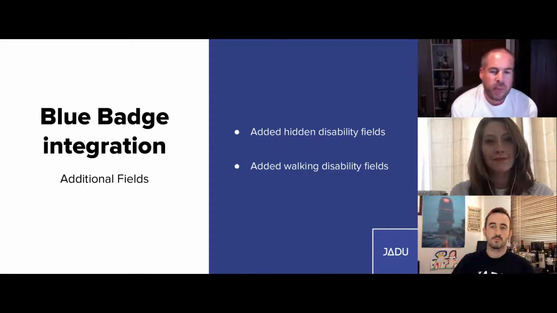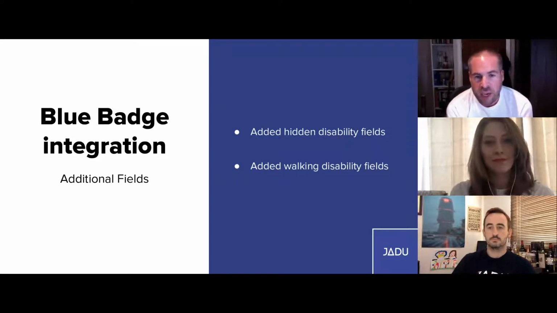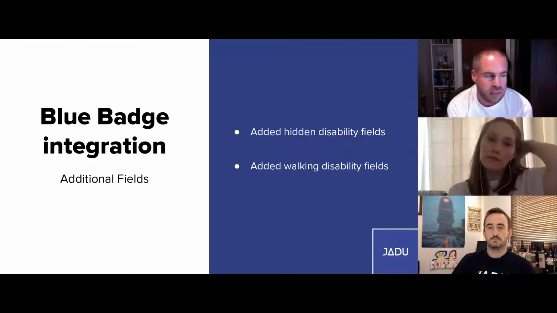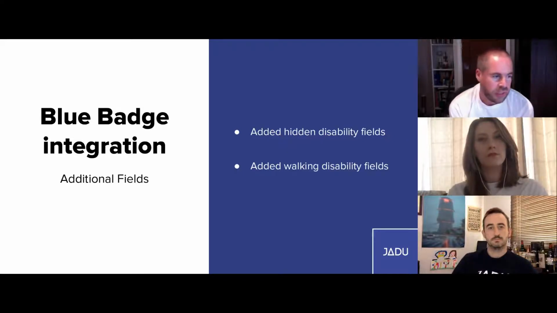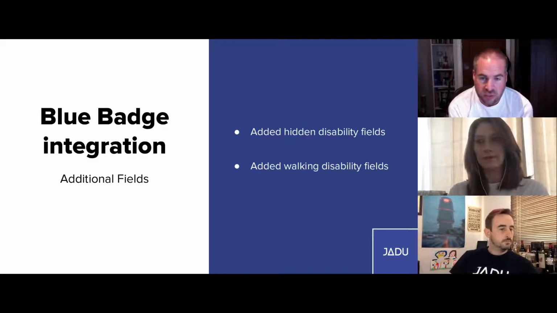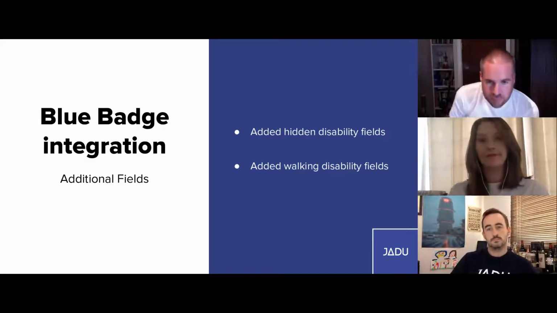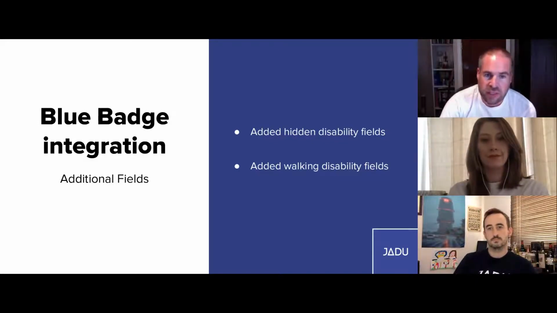We've also updated our Blue Badge integration, adding in the additional fields that the Department for Transport added to their API. These are for hidden disabilities and walking disabilities. So things such as anxiety and maybe balance, those fields are now pulled in to the Blue Badge application logic and available for you to select when integrating with the Blue Badge integration.